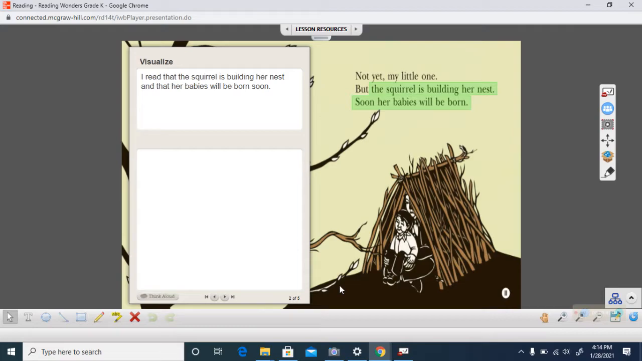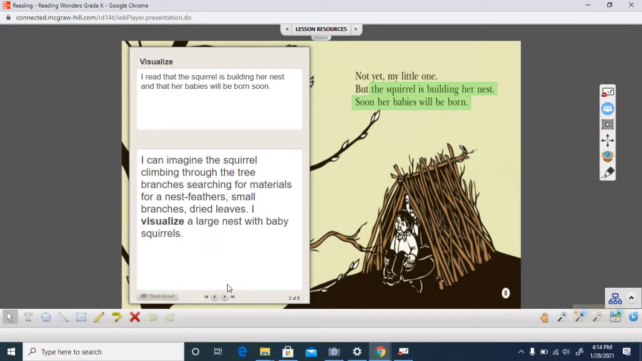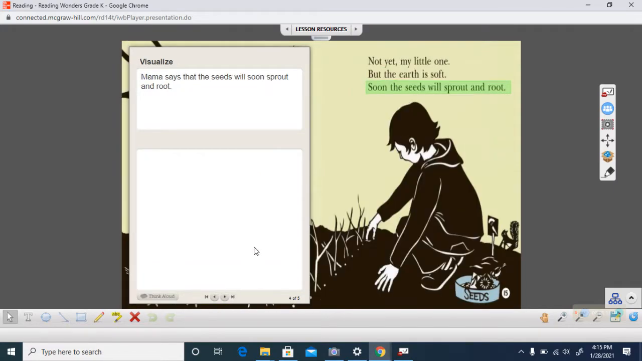I read here that the squirrel is building her nest. Soon her babies will be born. I can imagine the squirrel climbing through the tree branches, searching for materials for a nest. She'd be getting things like feathers, small branches, and dried leaves. I could see her bringing those things back and making her nest bigger and bigger until she has a large nest for baby squirrels.